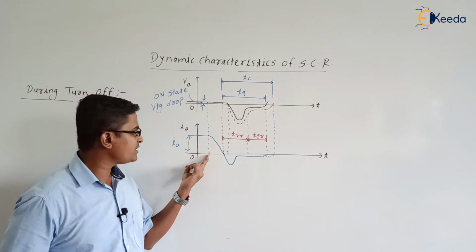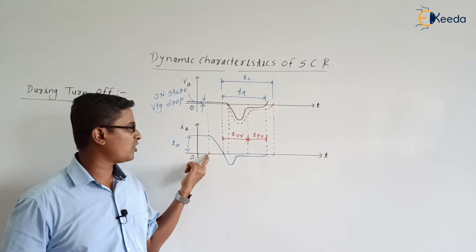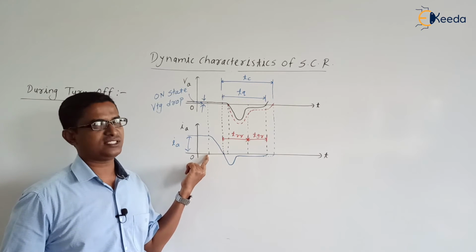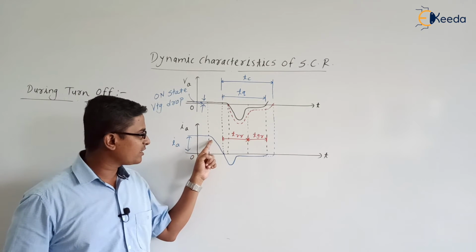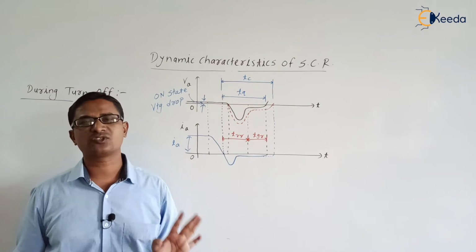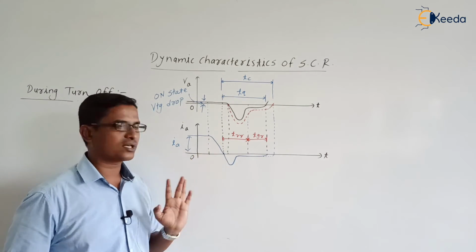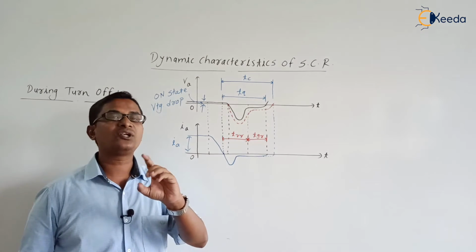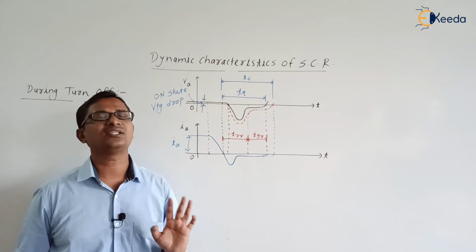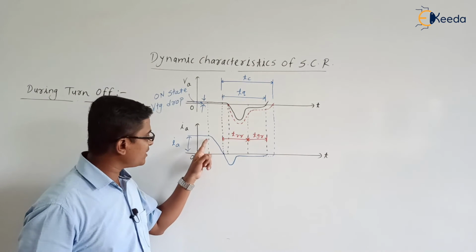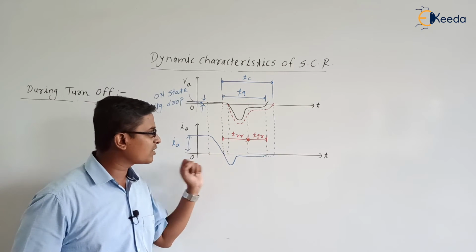Now, in order to initiate the turn off process in the SCR, we have started decreasing the anode current by any means, by any arrangement, because the very first step is we need to reduce the anode current value to less than that of the holding current value. So for that, we have started decreasing the anode current value.